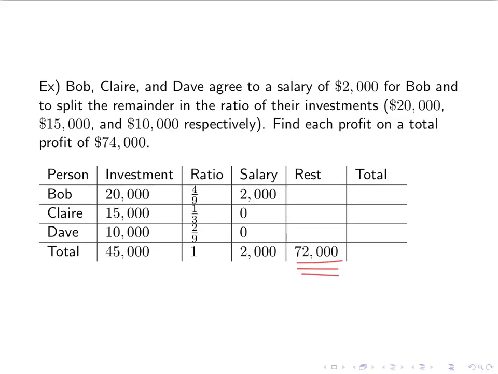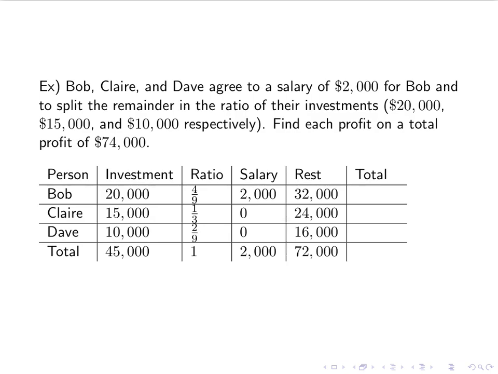So once I found the rest, I'm going to multiply this number by their ratios. So Bob's remainder, or rest, will be 4/9 of 72,000. Claire's rest will be 1/3 of 72,000. Dave's rest will be 2/9 of 72,000. So again, I'm just multiplying, and I can fill it in.